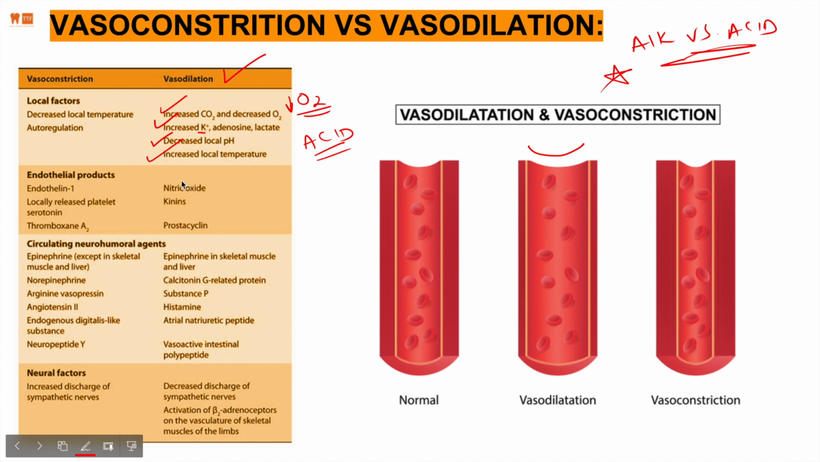Moving on. Increase in local temperature. Opposite of this. So when you have a fever, basically, more areas need to be given blood supply. In order for them to do that, we have vasodilation. Endothelial factors, we have nitric oxide, kinins, and prostacyclin.